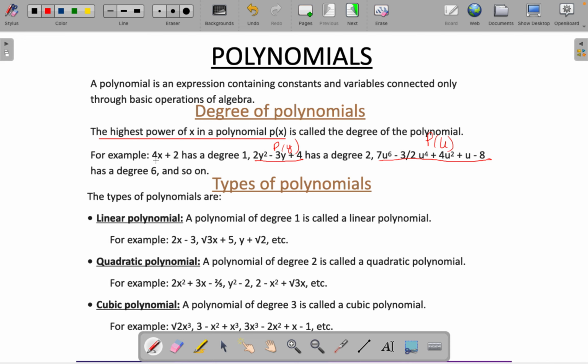So you can see here, when we talk about p of x, the degree of the variable for the first example is 1. When we talk about the highest power of the variable, that is y, here the degree is 2. When we talk about this, here the degree is 6, and so on. Okay, so this is how you will define the degree of the polynomial.